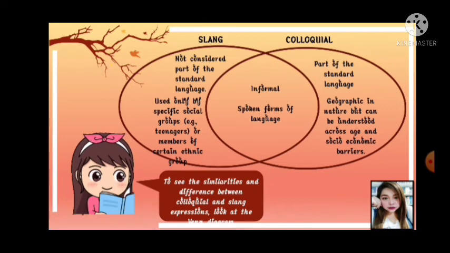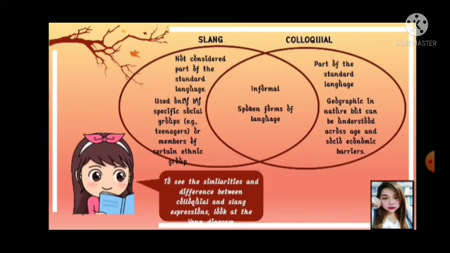To see the similarities and differences between colloquial and slang expression, look at the Venn diagram flashed on the screen. When we say slang and colloquial, they are both informal, spoken forms of language. But slang is not considered part of the standard language. It is used only by specific social groups, for example, teenagers or members of a certain ethnic group. When we say colloquial, it is a part of the standard language, geographic in nature, but can be understood across age and socio-economic barriers.